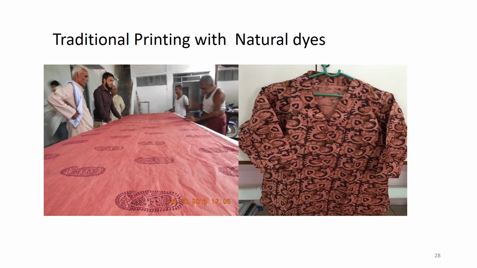Some traditional examples of printing with natural dyes: block printing, and here on the left hand side are blocks which are only with one color. On the right hand side, the blocks that have been used, two and more colors have been used for printing.